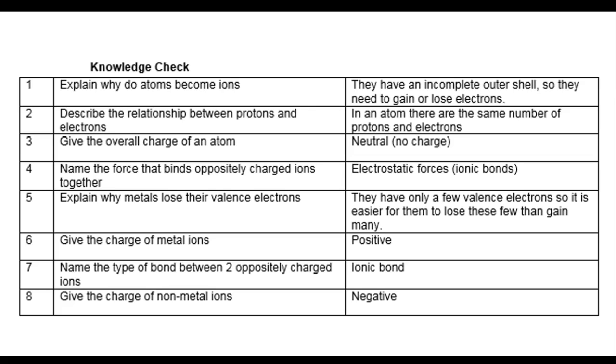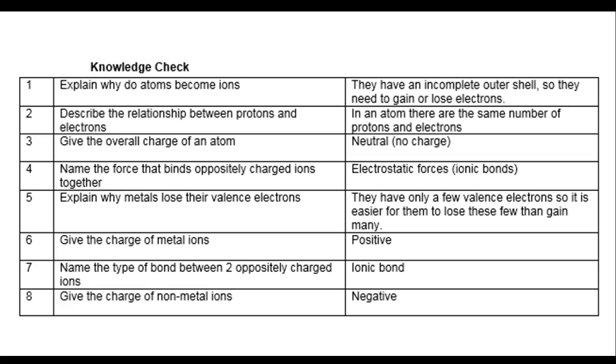The relationship between protons and electrons is that in an atom there are the same number of each. Atoms have the same amount of protons and electrons, therefore the same amount of positive charge and negative charge, which means that overall they have no charge, they are neutral. The force that binds oppositely charged ions together is electrostatic forces.